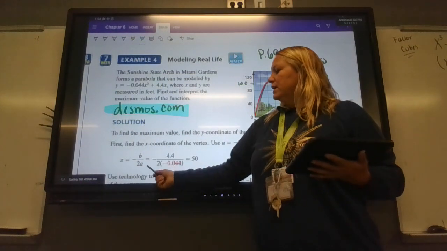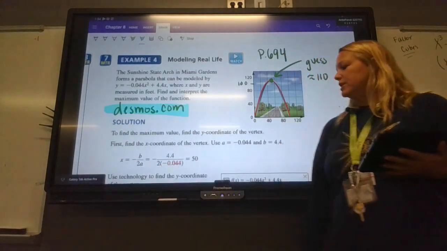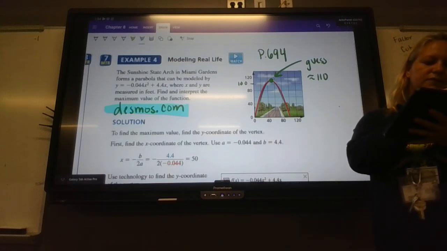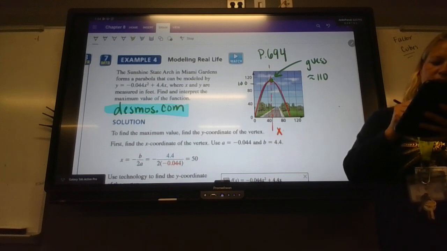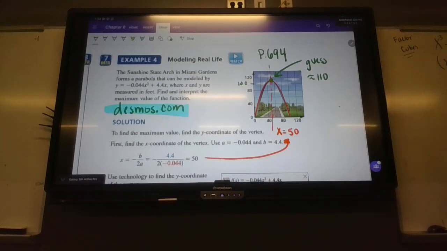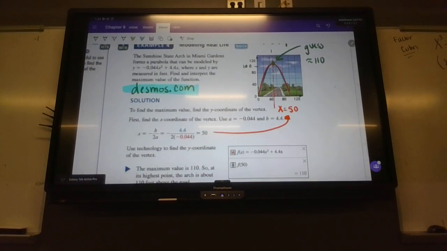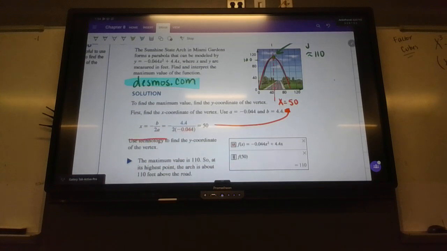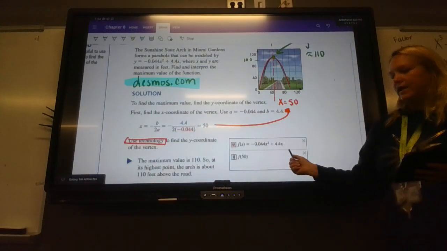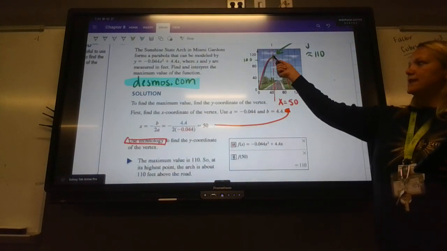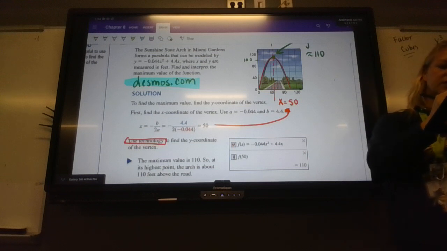Here's the formula for the axis of symmetry. Negative b over 2a. It comes out to be 50. If you want, you can find 50 and draw a dashed line there. They showed the work for that axis of symmetry right in your book. And look, it says use technology. That's your green light to use Desmos.com. Type in this equation, trace it. We're actually going to go to the graphing calculator.